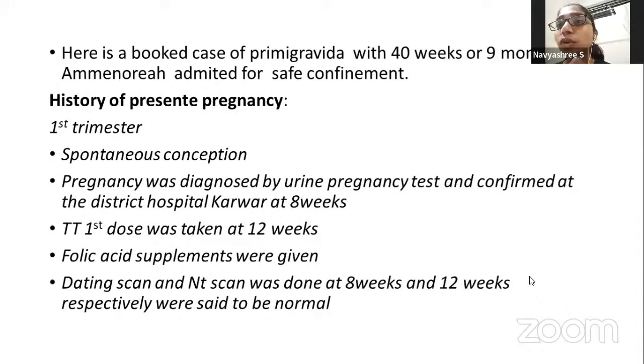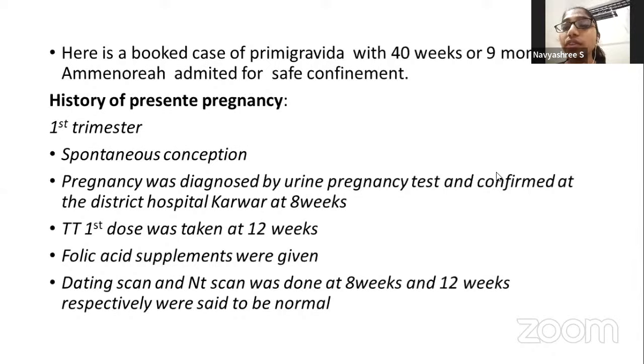Mrs. ABC is a case of primary gravida with 40 weeks of gestation. She has 40 weeks of amenorrhea. She is admitted for safe confinement. History of present pregnancy, first trimester. It is a spontaneous conception. Pregnancy was diagnosed by urine pregnancy test and was confirmed at the district hospital Karwar at 8 weeks.